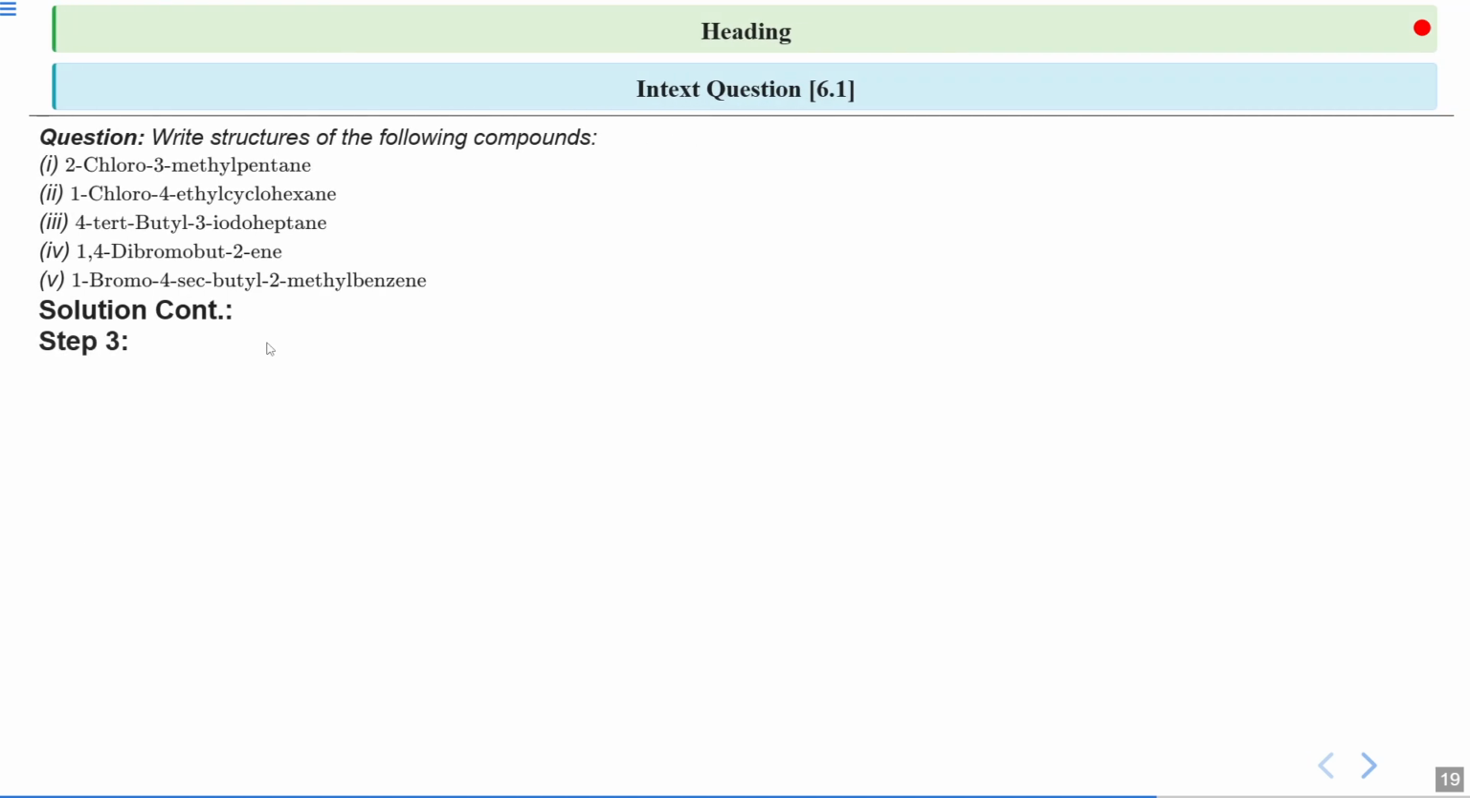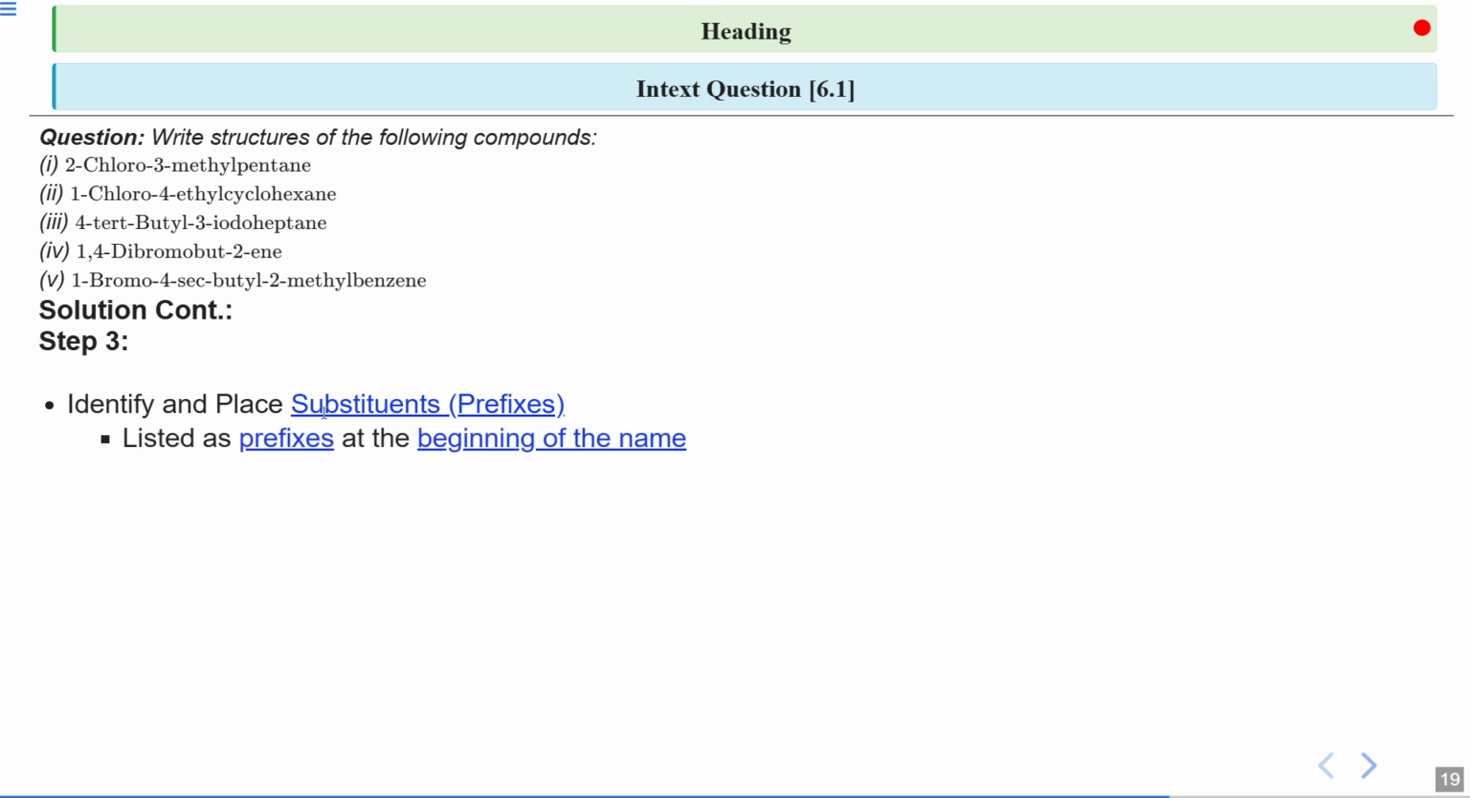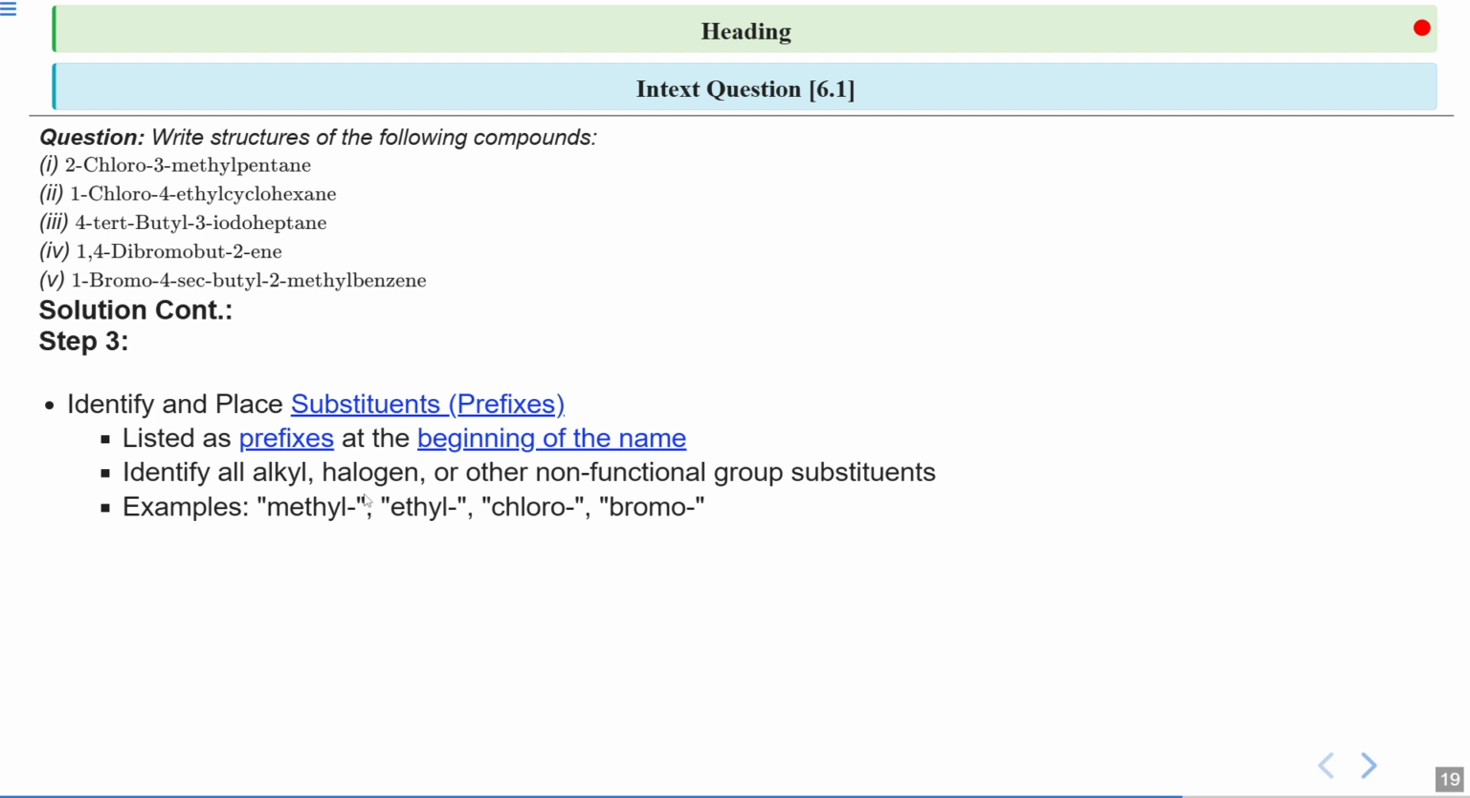Step 3. While determining the structure, step 3 is identify and place the substituents, that is the prefixes. They are listed as prefixes at the beginning of the name. So identify all the alkyls, halogens or other non-functional group substituents that are present at the very beginning of the name. For example, alkyl groups like methyl, ethyl, halogens like chloro and bromo, or other non-functional group substituents that are present at the very beginning of the name as prefixes, that you have to identify and place them as substituents in the structure.